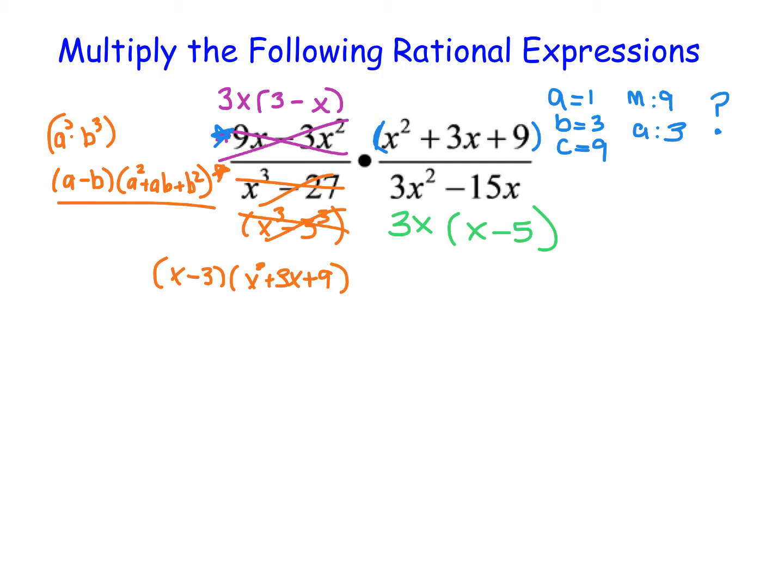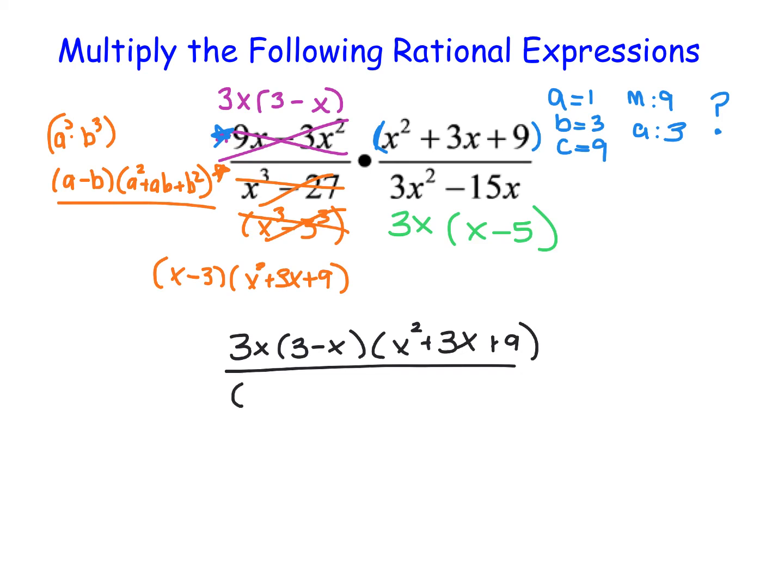So we're going to multiply everything in the numerator together and everything in the denominator together. So I have 3x, and then I have 3 minus x, and then I have x squared plus 3x plus 9, all over x minus 3 times x squared plus 3x plus 9 times 3x times x minus 5. So I have a lot going on.